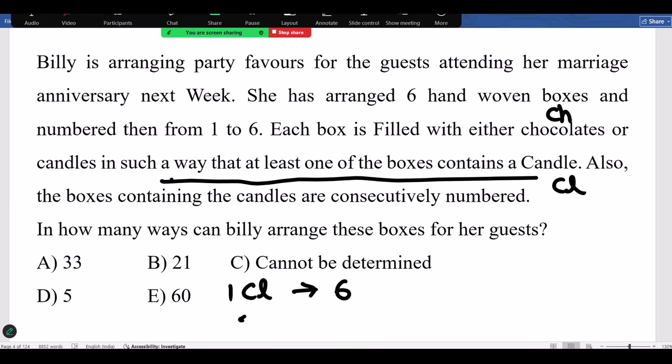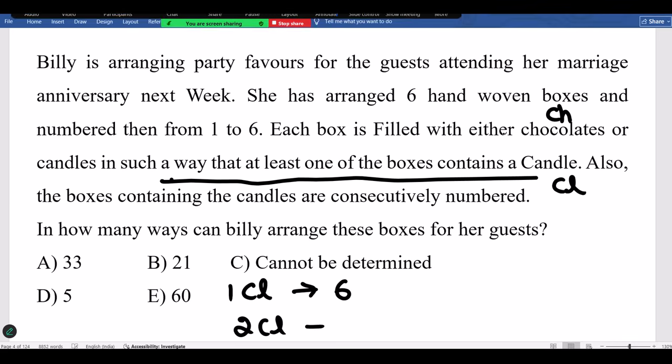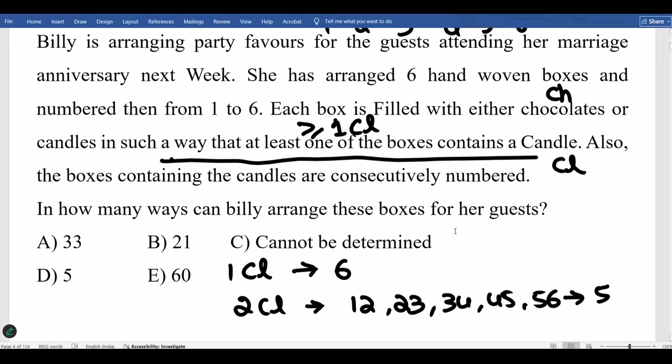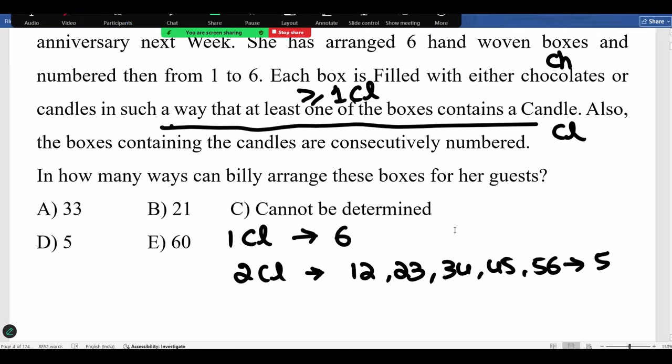If it is two candle boxes, you can go for the 1 2 slot or you can fill the 2 3 slot. We have 6 boxes consecutive, they mention clearly. You can go for 3 4 slot, 4 5 slot, 5 6 slot. You can do it in 5 ways. If you are using two candles, at least one candle is required. Greater than or equal to one candle is what the question is demanding. If it is one candle, 6 ways. I can go for first or second, third or fourth or fifth or sixth. If it is two, I can go for 1 2, 2 3, 3 4, 4 5, 5 6.